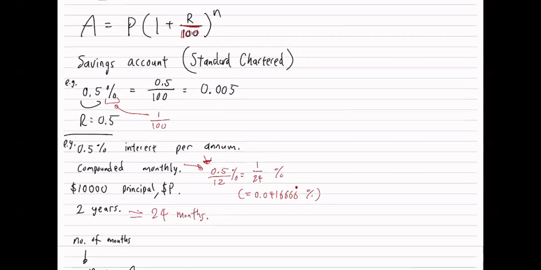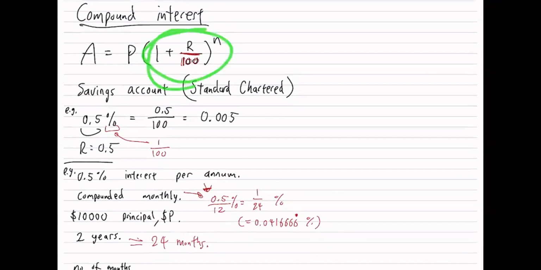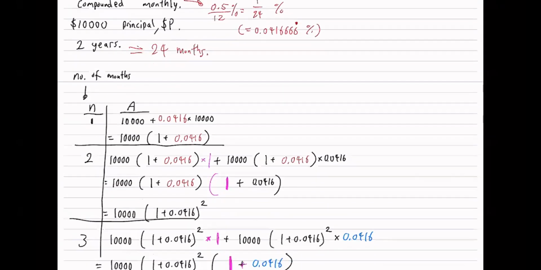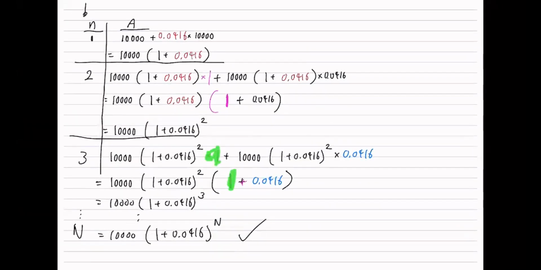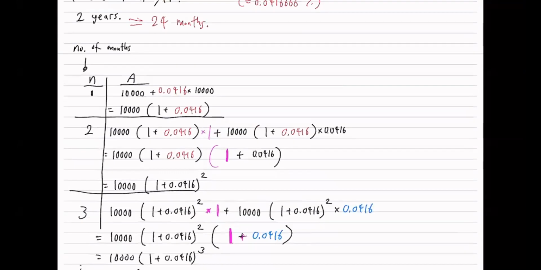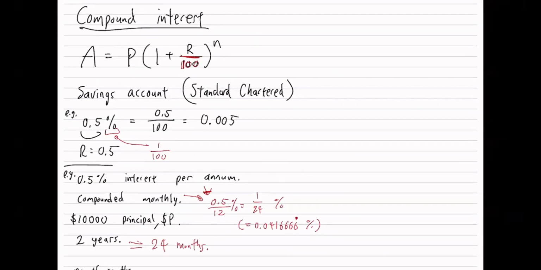You don't just memorize it. You try to understand where it came about. 1 plus. Why is there a 1 plus? It's because when you're trying to factor out, there's a times 1 here. Okay. Anyways, so that is when you're compounding monthly.